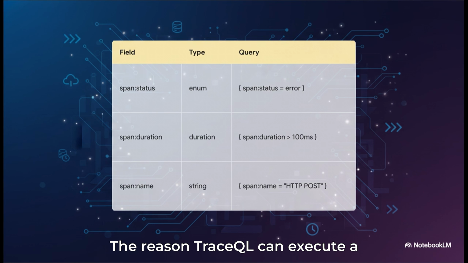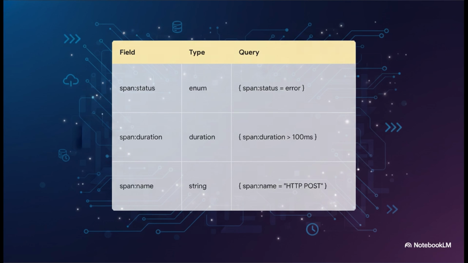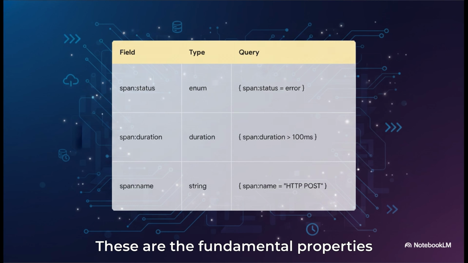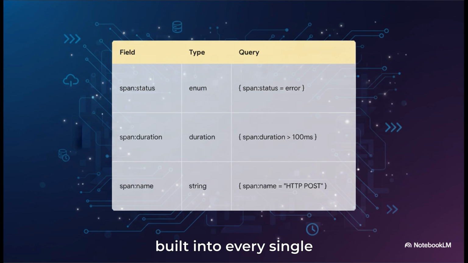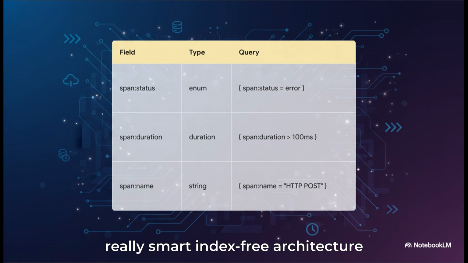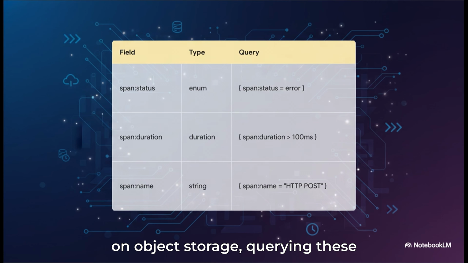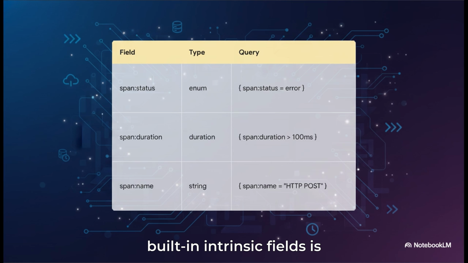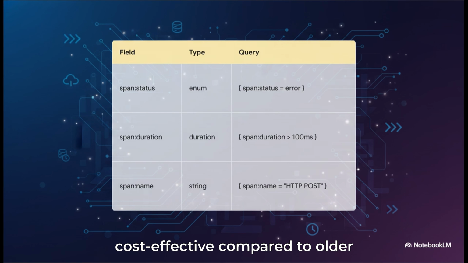The reason TraceQL can execute a query like that so incredibly fast across massive datasets comes down to intrinsic fields. These are the fundamental properties built into every single span, things like status, duration, and name. And because Grafana Tempo uses a really smart index-free architecture that runs directly on object storage, querying these built-in intrinsic fields is phenomenally fast. Plus, it's drastically more cost-effective compared to older tracing tools that force you to use heavy, expensive indexing databases.